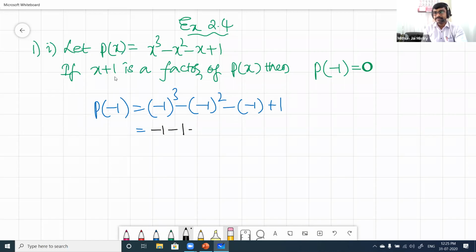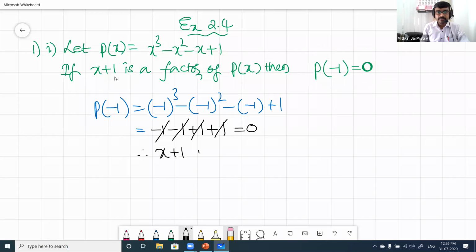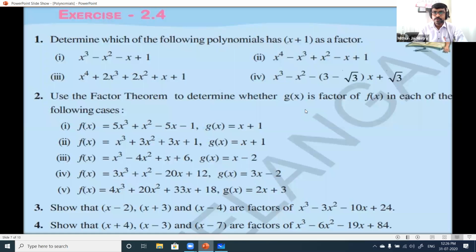And after that, what we have? We have plus 1. So minus 1 plus 1, minus 1 plus 1. Finally, we are getting what? 0. Means p of minus 1, we got 0. The remainder we got as 0. So when we get remainder as 0, we can say that the divisor who is dividing is a factor. So here I can write, therefore x plus 1 is a factor. Now let me ask you one more question.